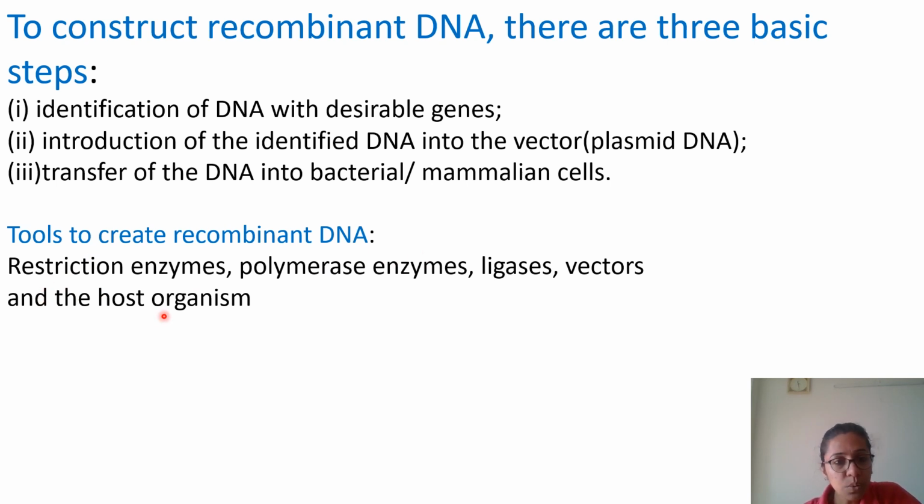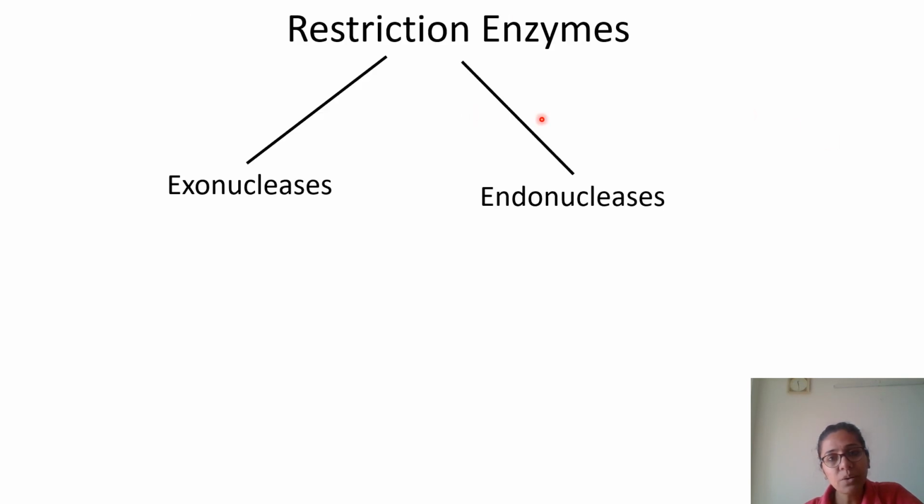So there are many tools like restriction enzymes, polymerase enzymes, ligases, vectors and host organisms, and each of these tools has its own job. Right now I'm going to teach about restriction enzymes only. So what does a restriction enzyme do? It scans your DNA, and wherever the site of that particular restriction enzyme is present, it cuts there. There are also different processes of cutting that I am not discussing here because it has not been given in your syllabus.